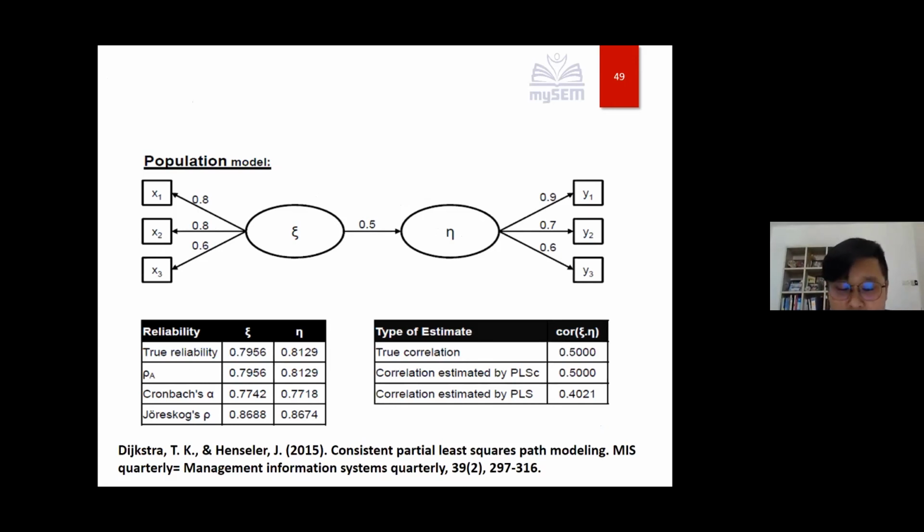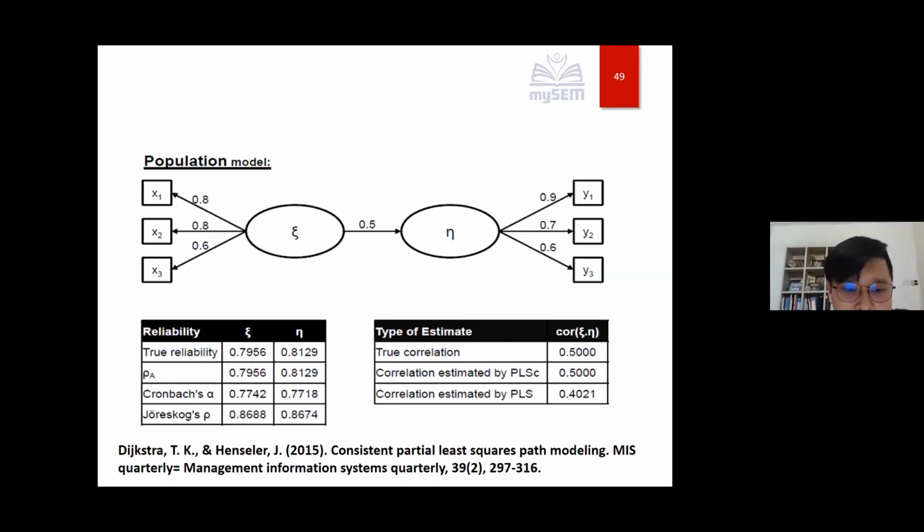For example, a simulation study shows that the true value will be 0.5. If you look at the right-hand side table, the true correlation is 0.5, but when you compare PLSc and PLS, and you run a model with two reflective constructs, the correlation estimate by PLS gets a deflated value and will have bias compared to the true value, while PLSc gets exactly the same value as the simulated correlation of 0.5, as you can see in the table on your right-hand side.